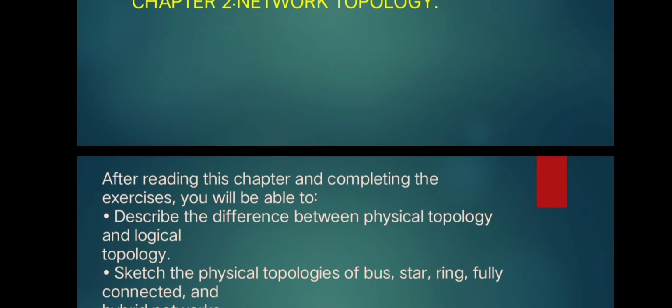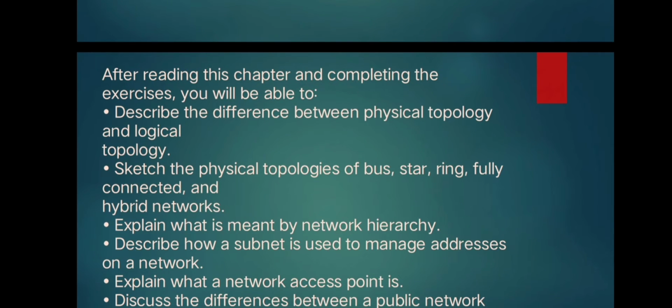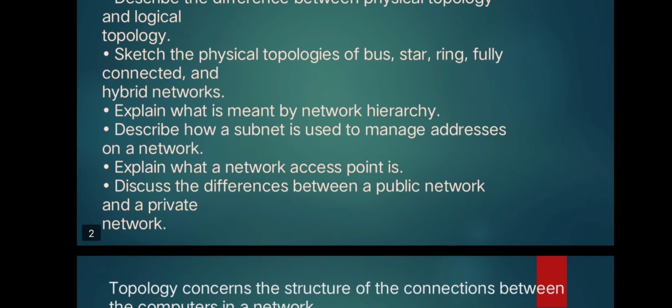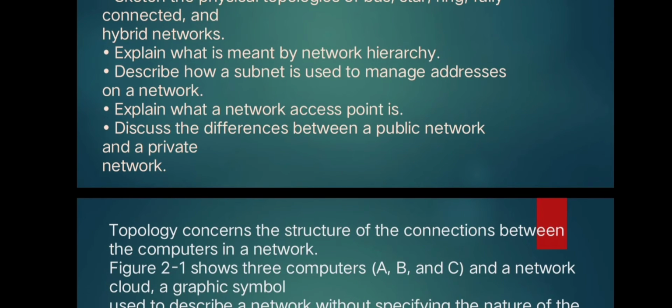After reading this chapter and completing the exercises, you will be able to describe the difference between physical topology and logical topology. Sketch the physical topologies of bus, star, ring, fully connected, and hybrid networks. Explain what is meant by network hierarchy. Describe how a subnet is used to manage addresses on a network. Explain what a network access point is. Discuss the difference between a public network and a private network.